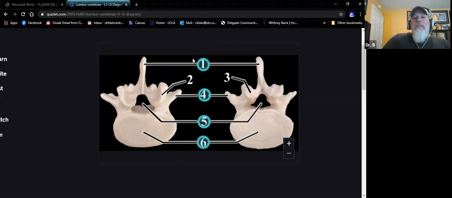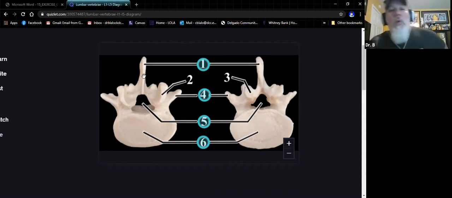So when we look at this, I know it's a lumbar vertebra because it's going to have the largest vertebral body. Number 6 right here is the vertebral body, and that goes in the front. Number 1 back here, that is the spinous process, and that goes in the back. Each vertebra is going to have a vertebral body and a spinous process.